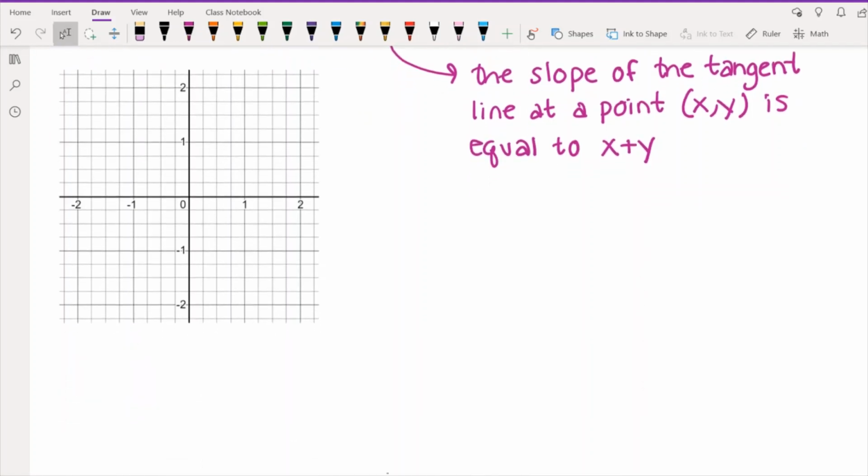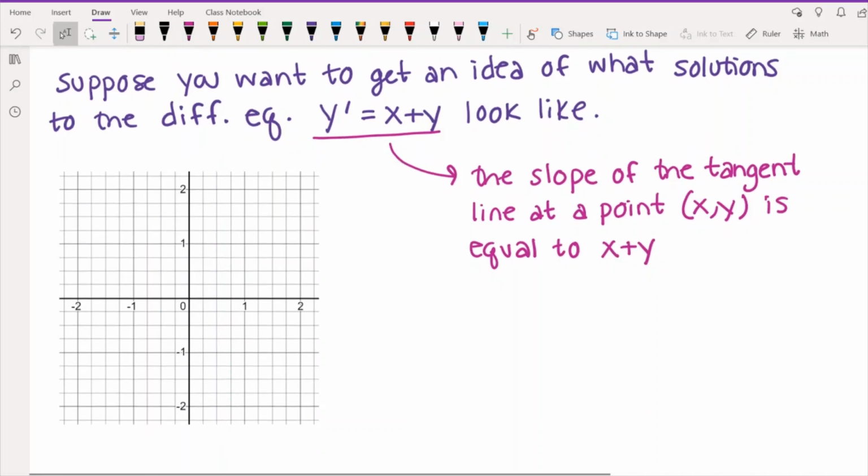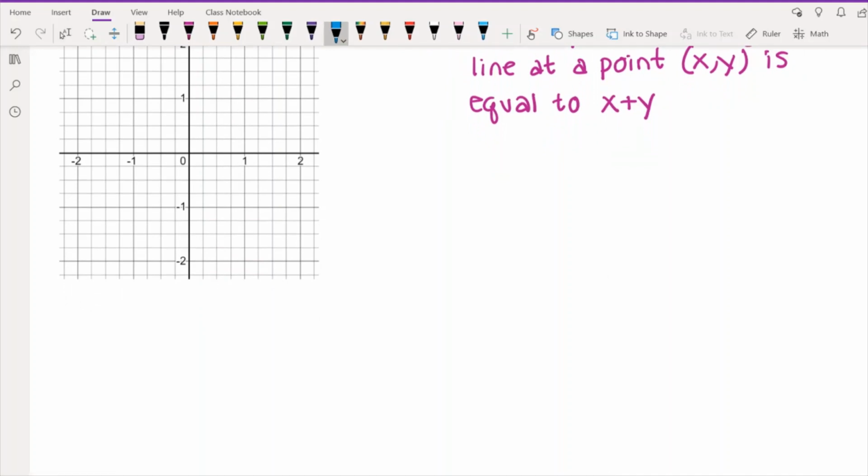So we're going to do, I think, 9 different points, but these will be quick because all we're doing is adding together the x and y coordinates. It's not going to take very long to do each of these. So for example, let's start with the point 0, 0. So at the point 0, 0, y prime is going to equal 0 plus 0, right? Because the x and y coordinates are both 0. So what does that tell us? That tells us that at the point 0, 0, if the point 0, 0 lies on the graph that we're talking about, we're going to have a slope of 0. So the graph is going to be flat if it goes through the origin.